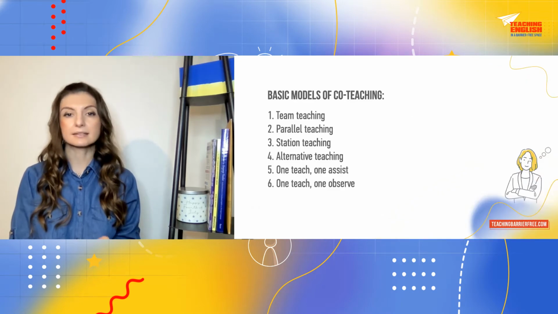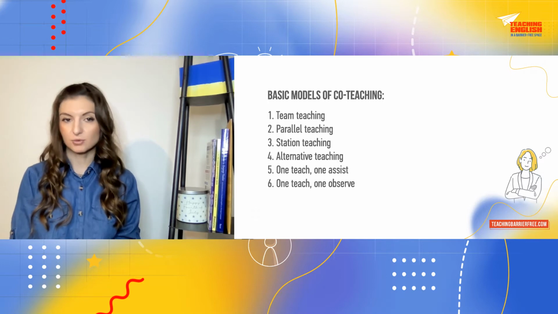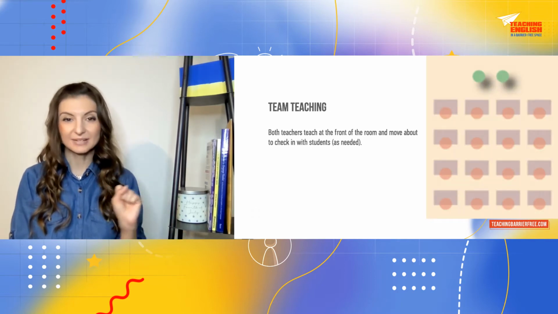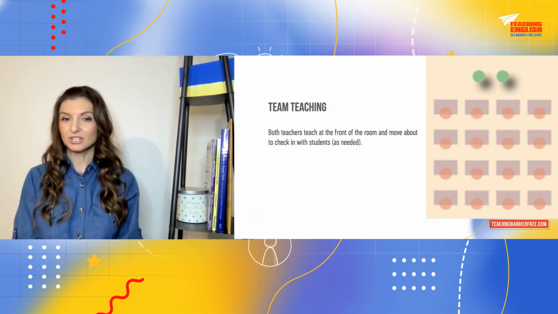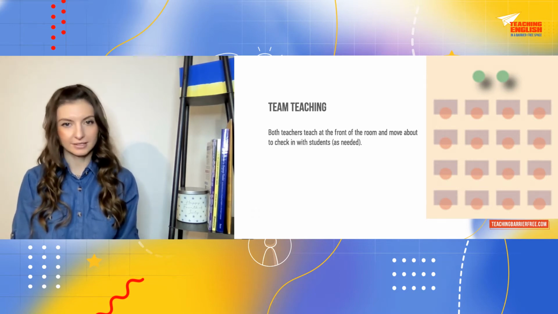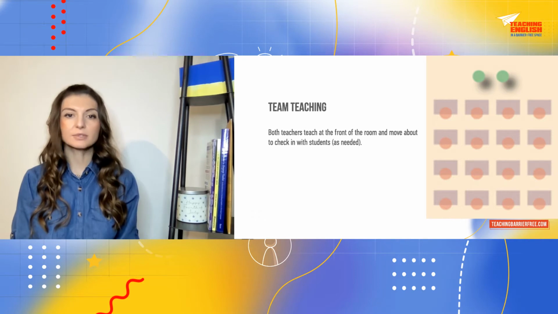There are 6 basic models of co-teaching. Let's learn how each model works, what it looks like in the classroom, and when to use it. We'll also discuss the benefits and challenges of each co-teaching model. Number 1, team teaching. In team teaching, both teachers are in the room at the same time, but take turns teaching the whole class. Team teaching is sometimes called tag team teaching.